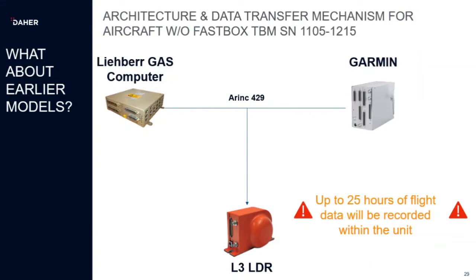So what if you don't have a Fastbox? How do we analyze this data? Well, here we show the architecture of the data transfer mechanism for aircraft without Fastbox from serial number 1105 to 1215. As you can see, the gas computer and the Garmin avionics units still feed the LDR directly, and the same amount of data that is sent to the Fastbox is also stored in the LDR.